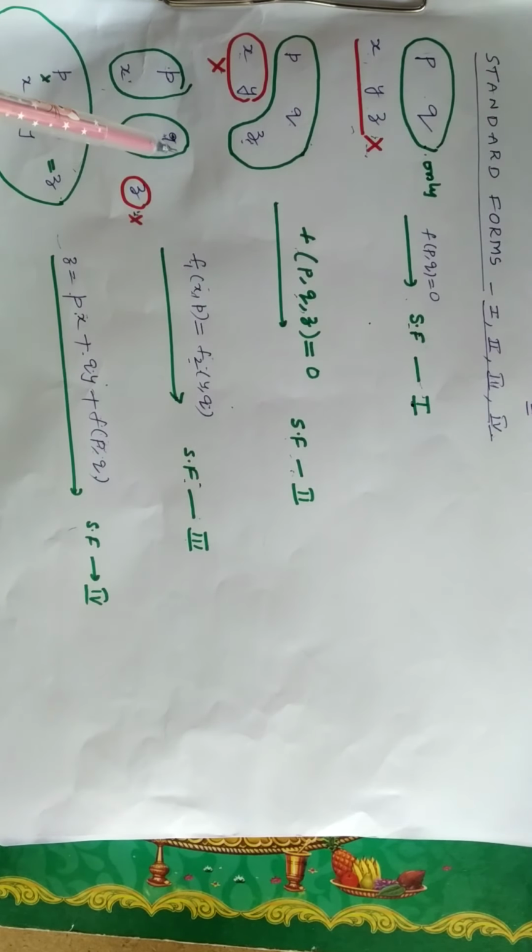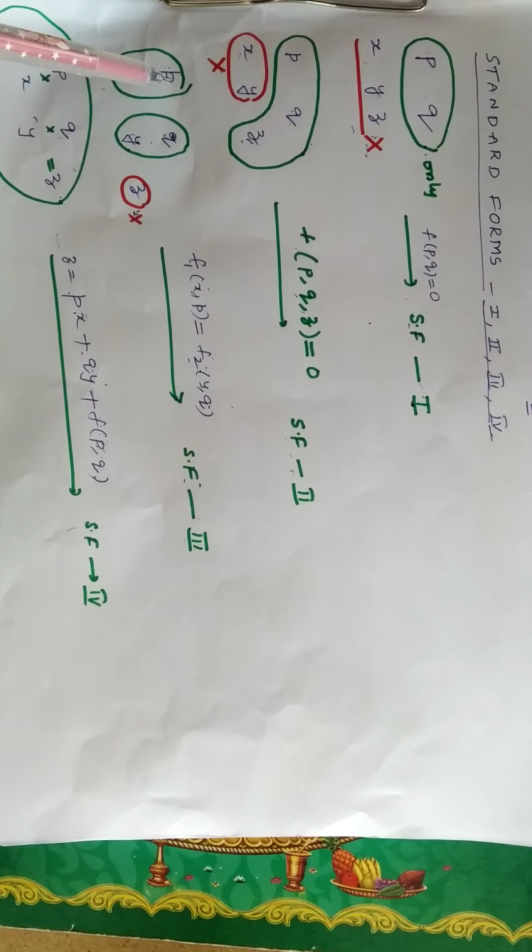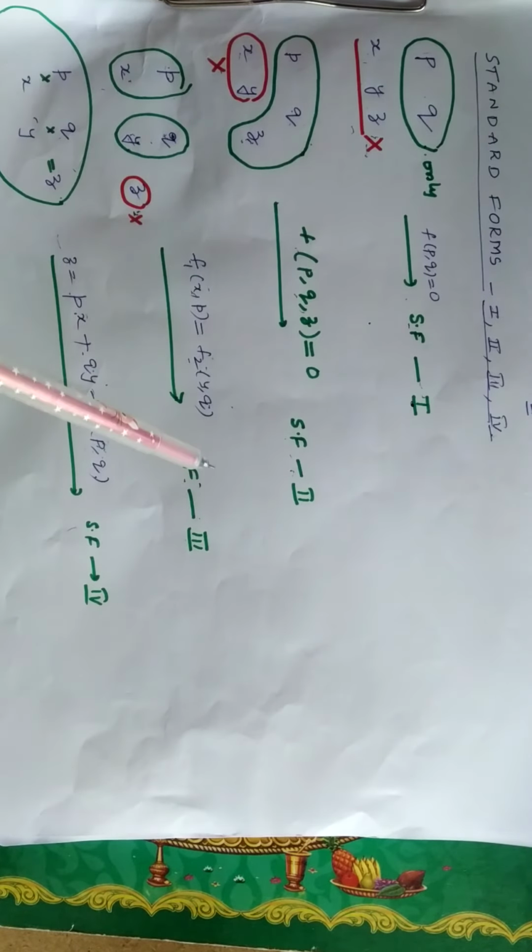Along with p, q, the given PDE contains x and y and does not contain z, and such that the variable x and partial derivative p can be separated from y and q. That means we are able to separate p and x from q and y, in the form of f1 of x comma p equal to f2 of y comma q. Then the given PDE is said to be in standard form 3.